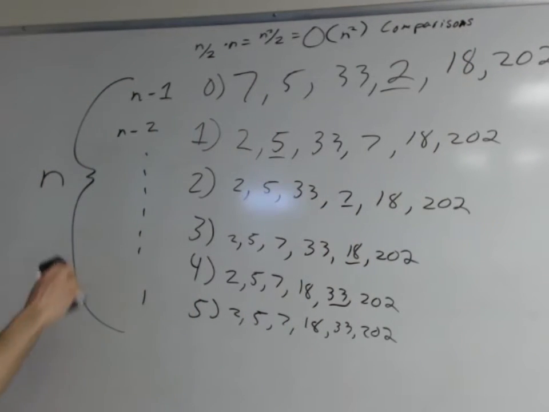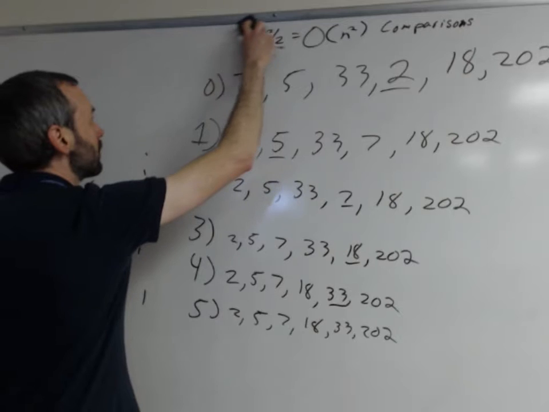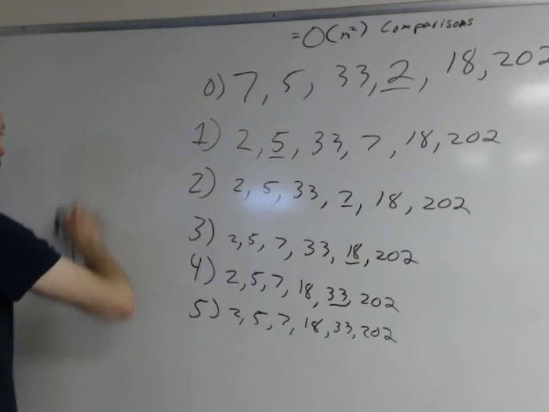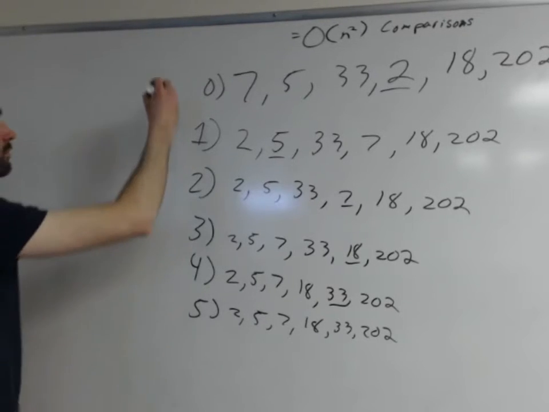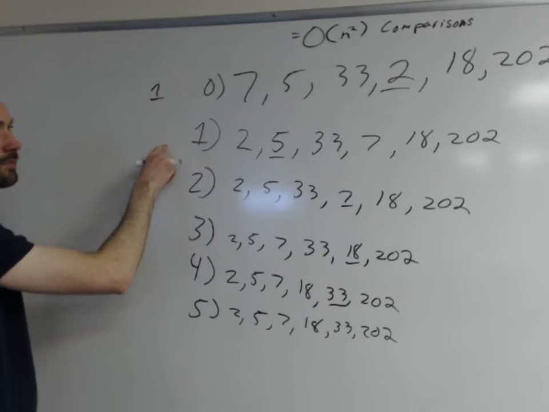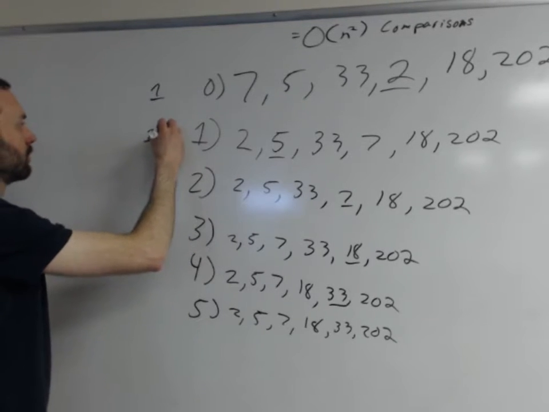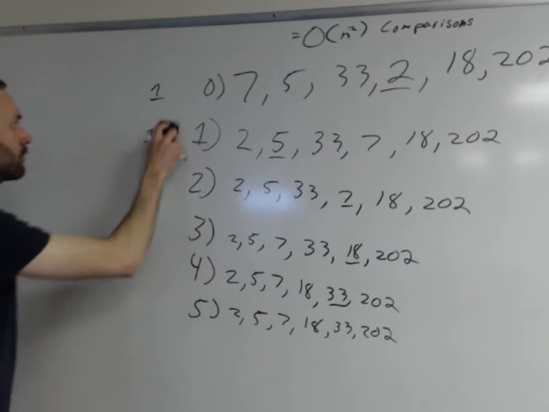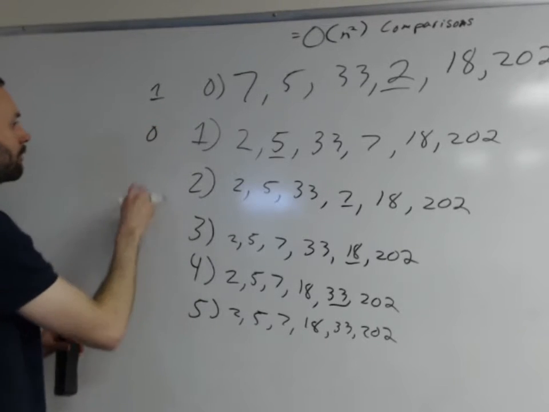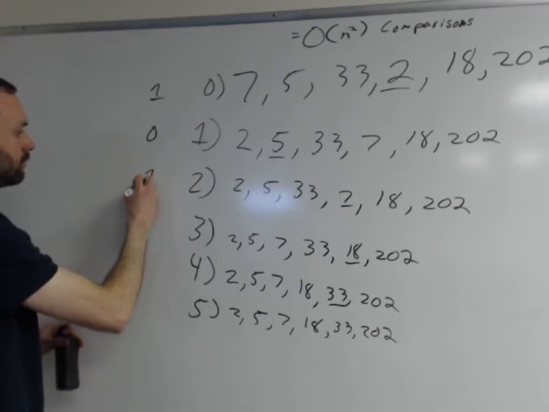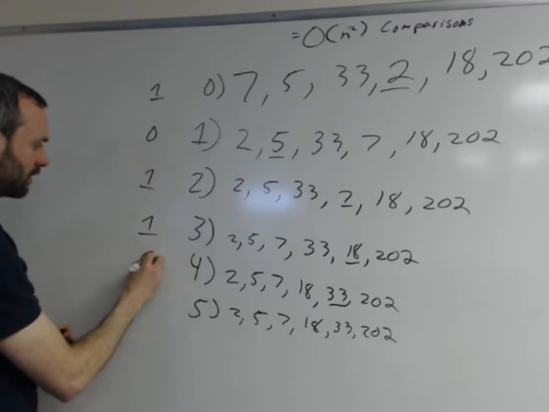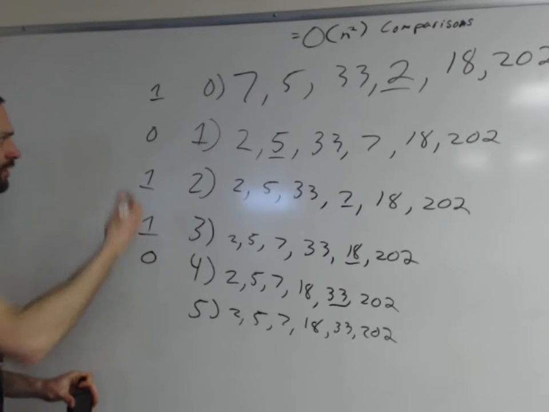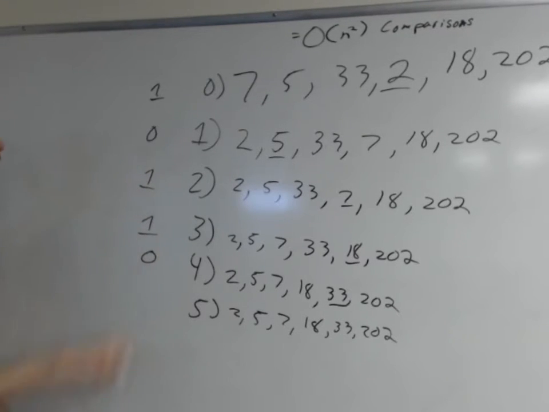All right, let's do another analysis. How about swaps? How many swaps were done on this one? 1. This one? Always 0. 1 or 0. We'll say 0. 1. 1. 0. That was technically 0. Okay. So you're either doing 1 or 0 swaps.